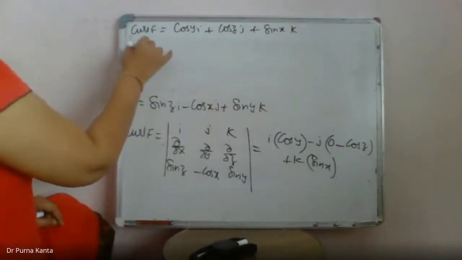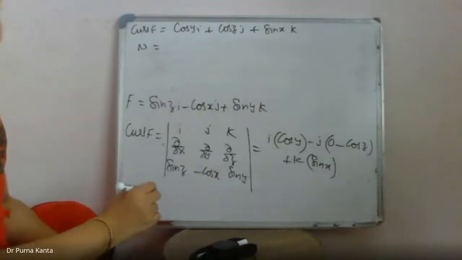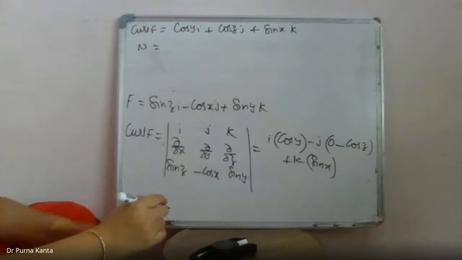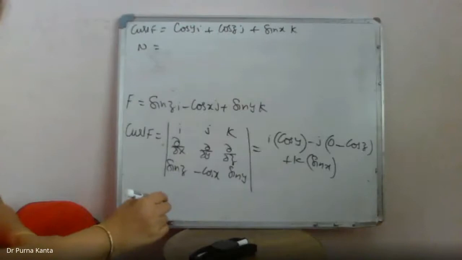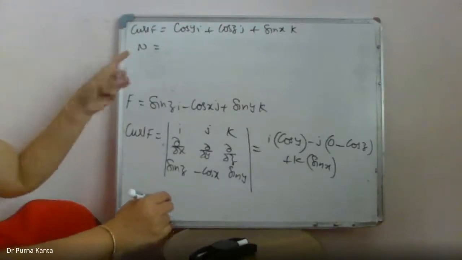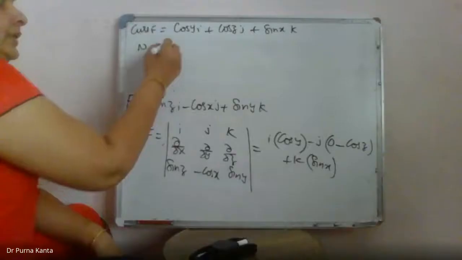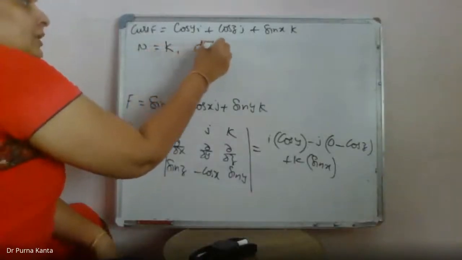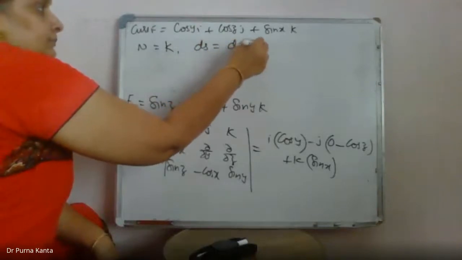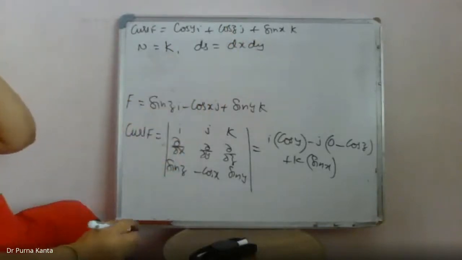And what will be the vector n for this surface given? That is a rectangular plate. It is at a height of z equal to 3 on the z axis. So the outward normal will be in the direction of the positive z axis. So in that case, what will be n value? n is equal to k. So the corresponding ds will be equal to dx dy.